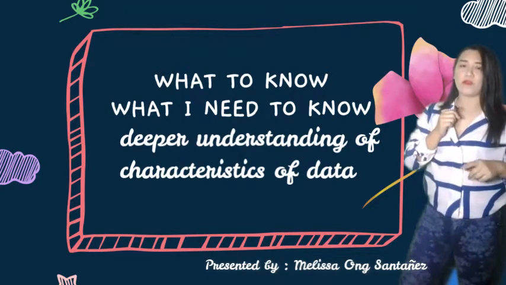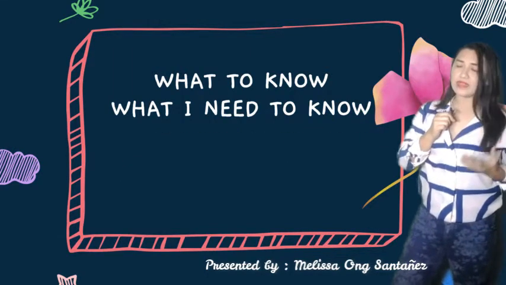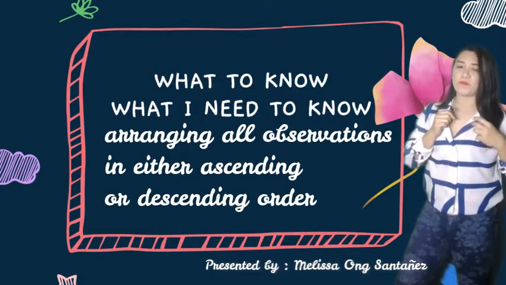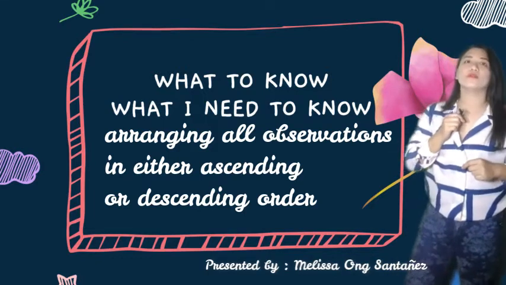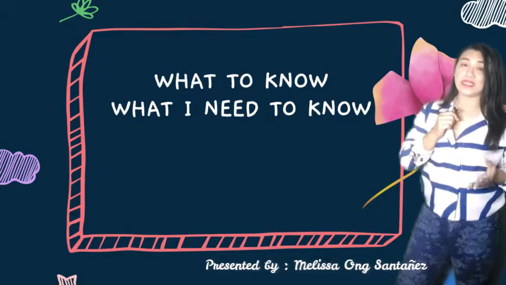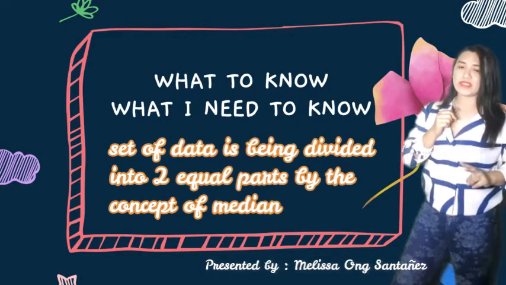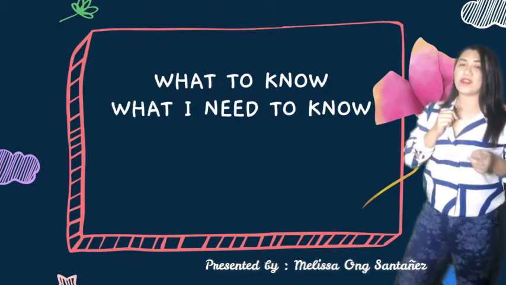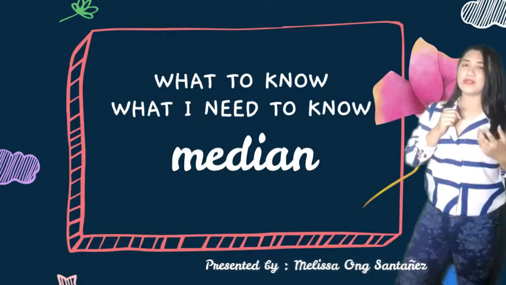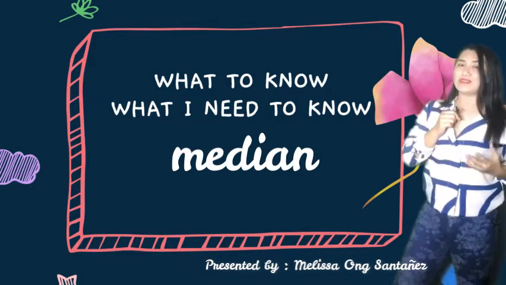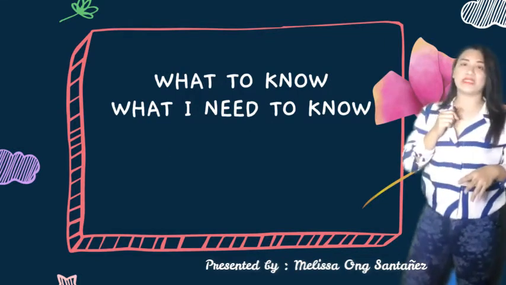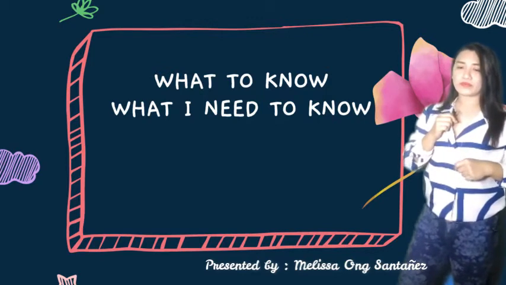And another method of interpreting or analyzing a data set is by simply arranging the observations in either ascending or descending order. And this ordered set is divided into two equal parts by simply applying the concept of the median. So we will learn that one. We will need to master the concept of median again, because that's one of the basic skills that needs to be established first in order for you to learn faster about the measures of position.